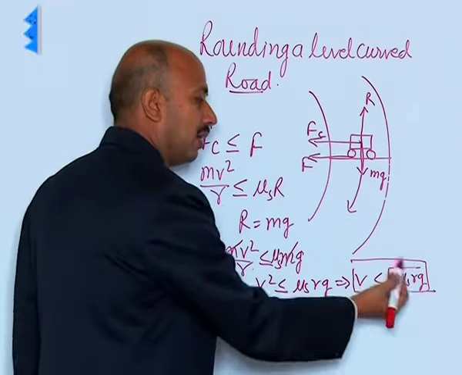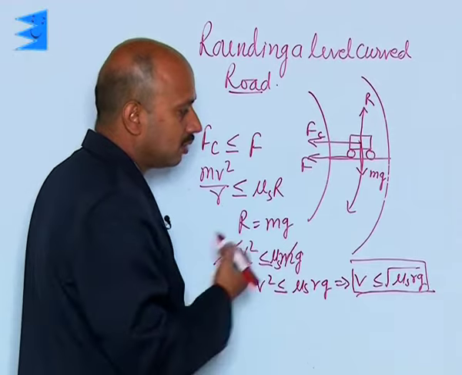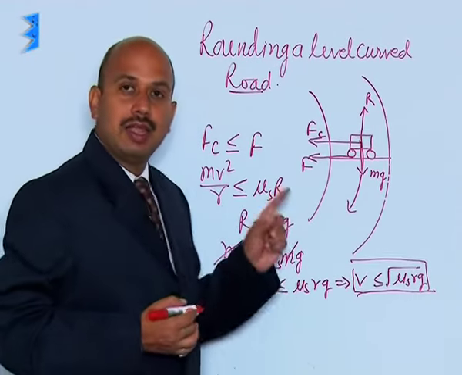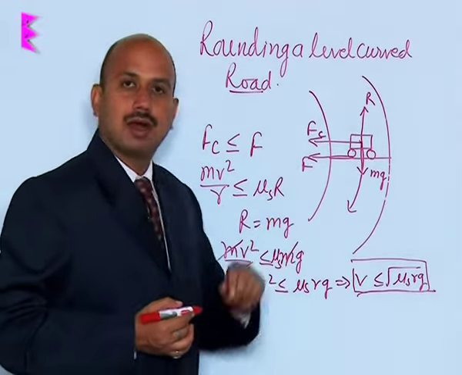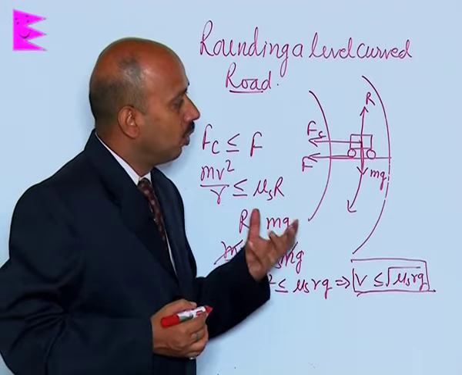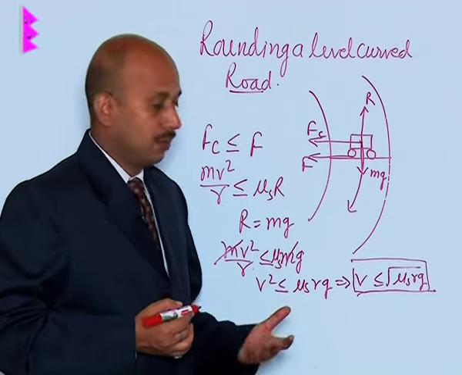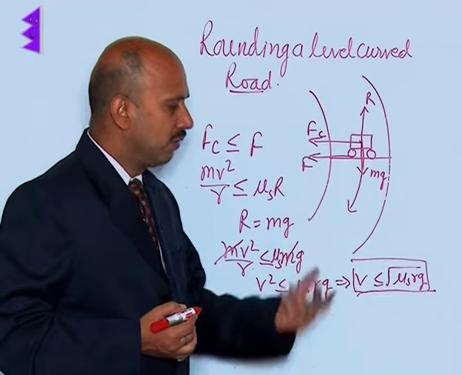Now see here, r is the radius of the curved path, and this speed is independent of the mass of the car. So this speed does not actually depend on the mass.